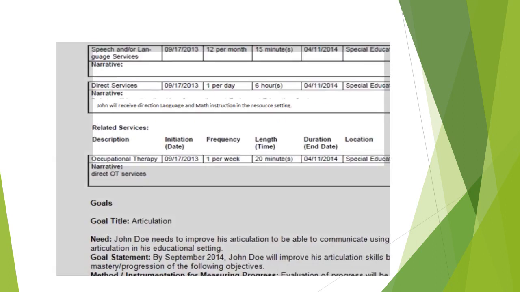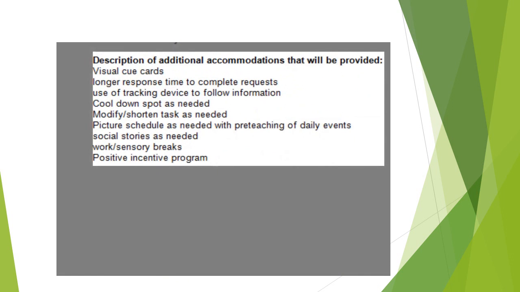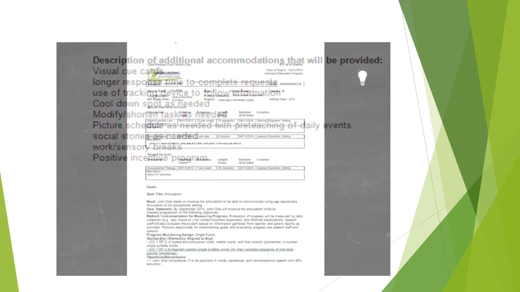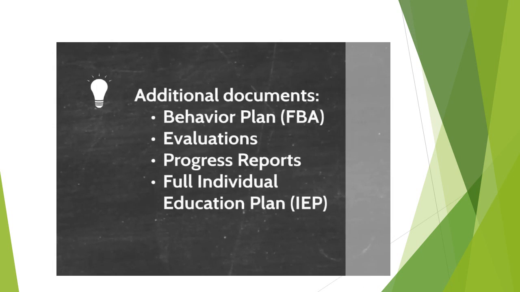Finally, are accommodations allowed for the student? This might include calculators, extended time on tests, frequent breaks, or modified or shortened tasks. The IEP at a glance provides much of the information you need in 1 or 2 pages. Additional information, such as a behavior plan and evaluations, are all part of a student's file. All of these documents are confidential and should be kept in a secure area.